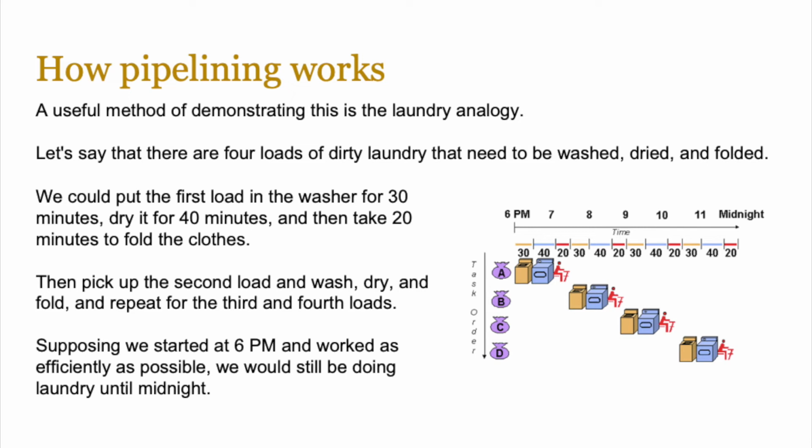Now, if we started at 6 p.m. and worked as efficiently as possible, we would still be doing laundry until midnight, because it takes us 90 minutes, which is an hour and a half, to do one set. Then the next one takes an hour and a half, then the next one takes an hour and a half, and then the next one takes an hour and a half. So if you started at 6, you've got basically 6 hours. That takes you to midnight.